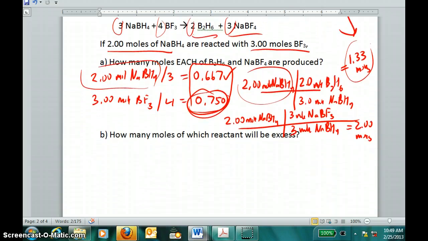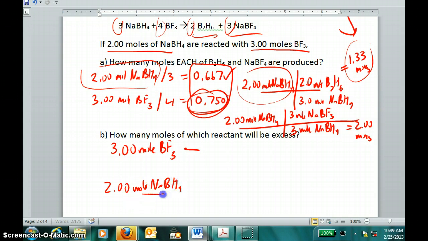Then in the second part of the problem, how many moles of which reactant will be in excess? Well, that's no sweat at all, because of course the excess can be calculated if I know how much I start with and how much I use. Now remember, the boron trifluoride is my excess reagent. So I start with 3 moles of boron trifluoride, and I'm going to use some of it up. I have to calculate how much I'm going to use up, and I base all calculations on limiting reagent stoichiometry on my limiting reagent. So I start with the 2 moles of my limiting reagent to do the calculation.